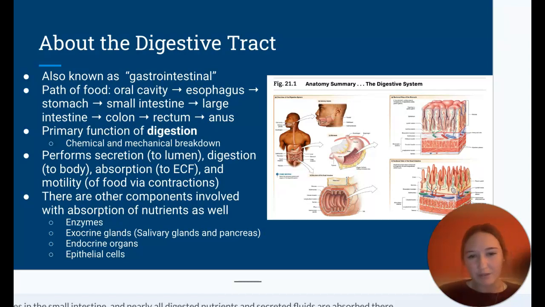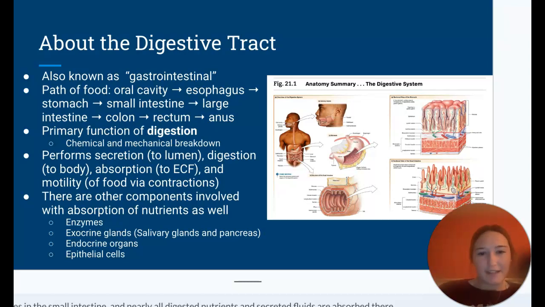Digestion is moving those absorbed nutrients into the body and the tissues. Absorption is those nutrients, such as glucose, proteins and carbs, moving into the extracellular fluid, and then that moves into the body. Motility is the food moving through the intestines, which is regulated through the enteric nervous system, but we'll go into that later. They do that through a series of contractions.